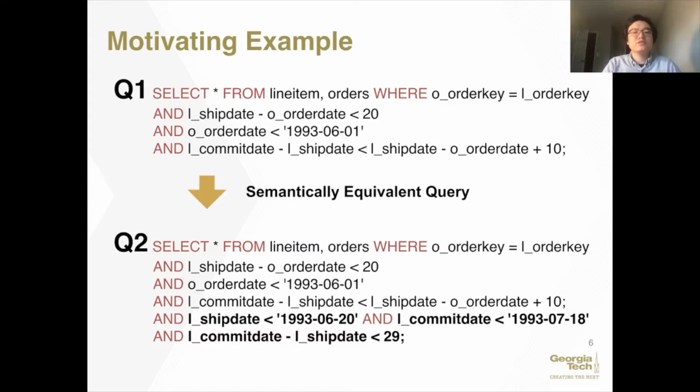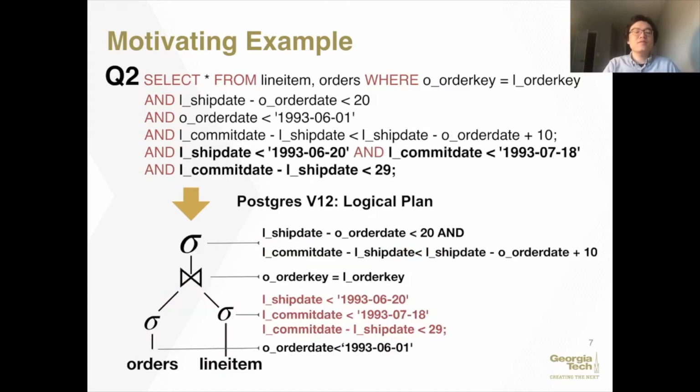The ship date has to happen before 1993 June 20th. The other two additional predicates can be inferred in a similar way. Thus, we know that Q1 and Q2 are semantically equivalent. However, if we input Q2 into Postgres, we get a different logical plan. The major difference is that all three additional predicates only use columns from the lineitem table. Thus, they can be pushed down below the join to the lineitem table. The rest is similar to the Q1 logical plan.